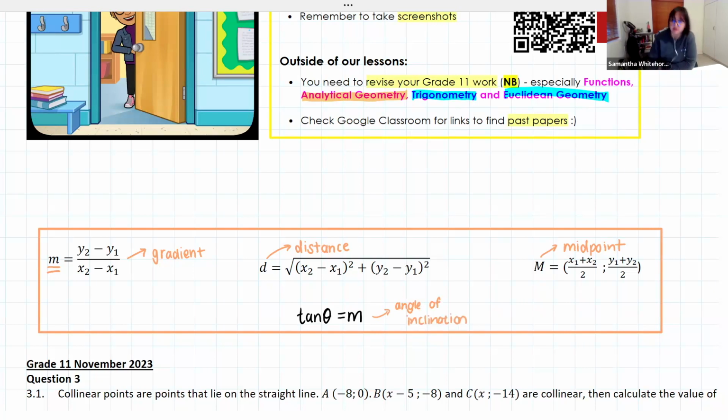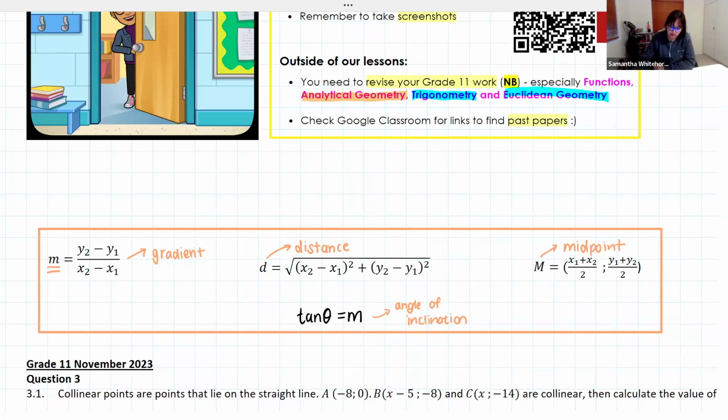So angle of inclination is basically the angle created between your positive x-axis and a line segment. It's the size of the angle between your x-axis and the line segment that you're talking about. So those are your 4 analytical formulas. You do actually get the circle formula on your formula sheet, but we're not dealing with that just yet, so I'm not putting it here. We'll have a look at it when we get to circles. But these 4 formulas are your bread and butter of analytical. If you can apply these 4 formulas, you're golden.